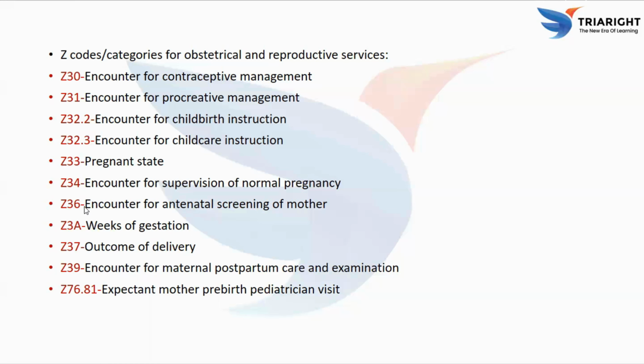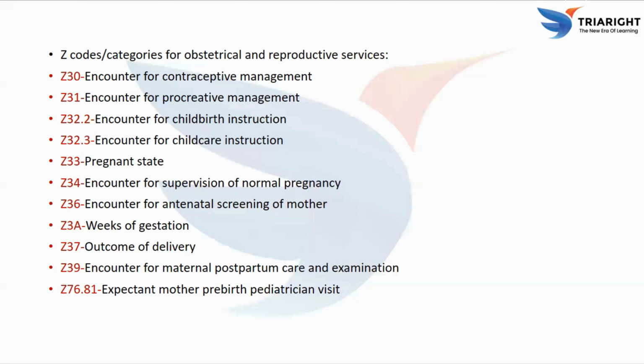And next is outcome of delivery, Z37. So this is used to describe the result of delivery, whether it's single live birth, whether they are twins, whether it's a stillbirth. And Z39, encounter for maternal postpartum care and examination. So this is used for routine checkup after delivery if there are no complications.